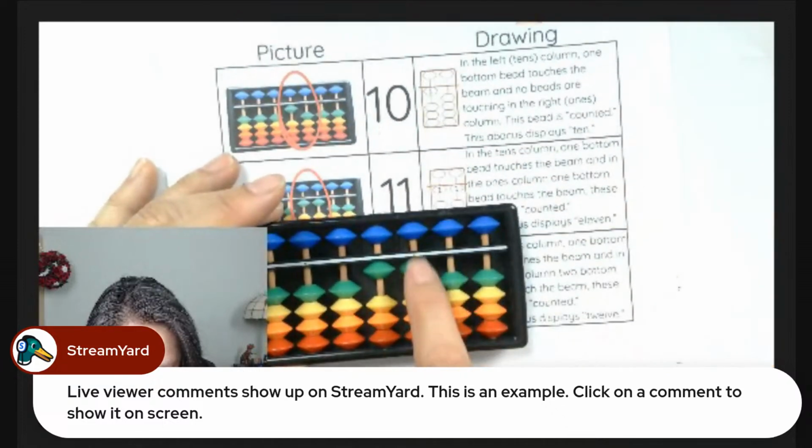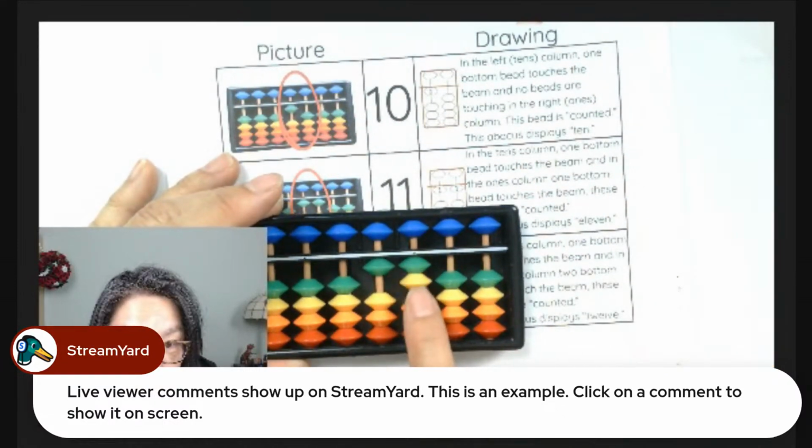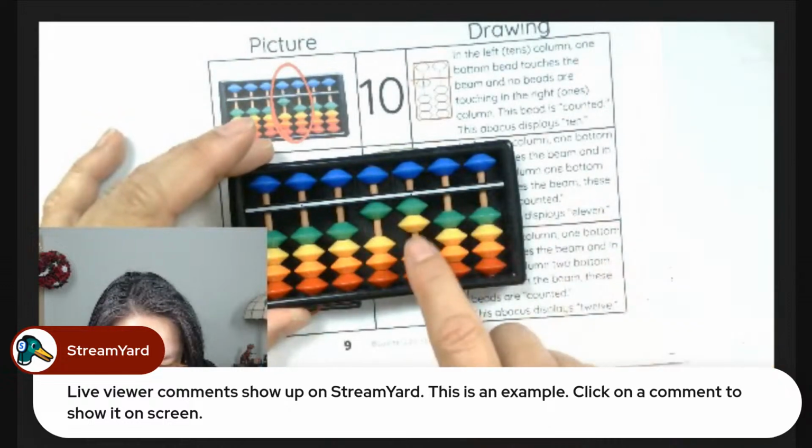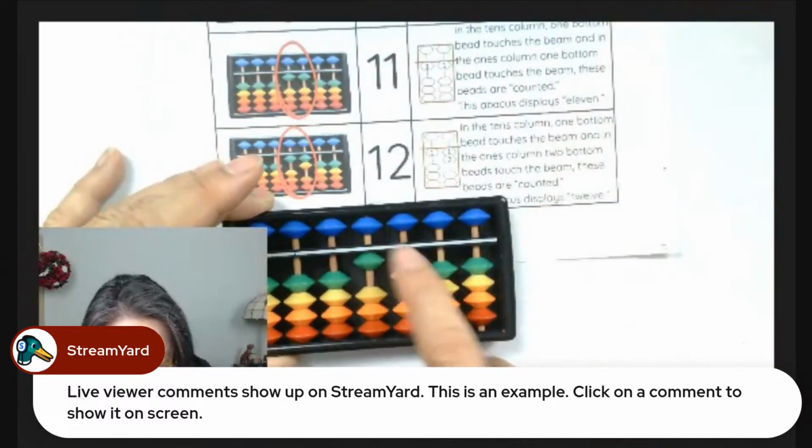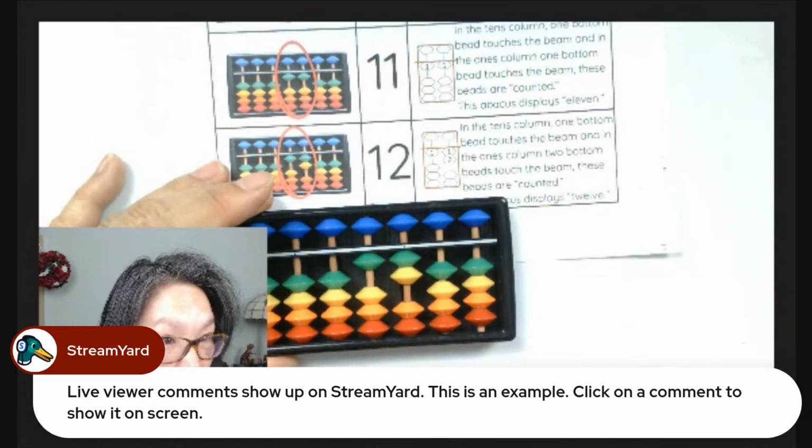And then we have 11. After 11, we have 12. This is what 12 looks like, right? So 12 looks like a 1 and a 2. Let me know if anybody has any questions.